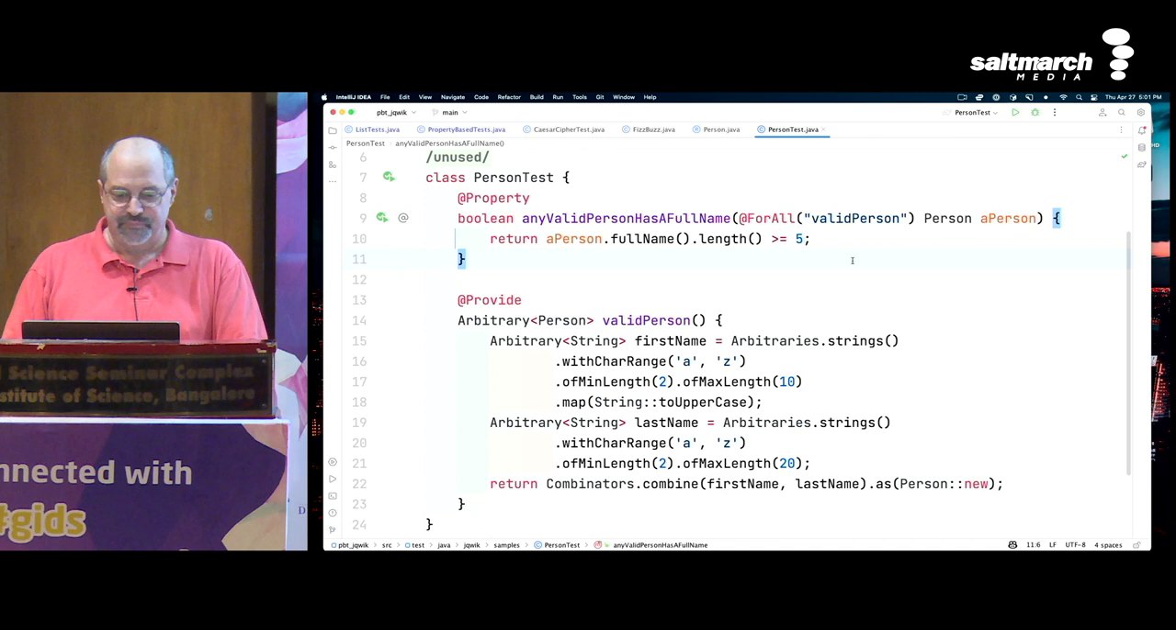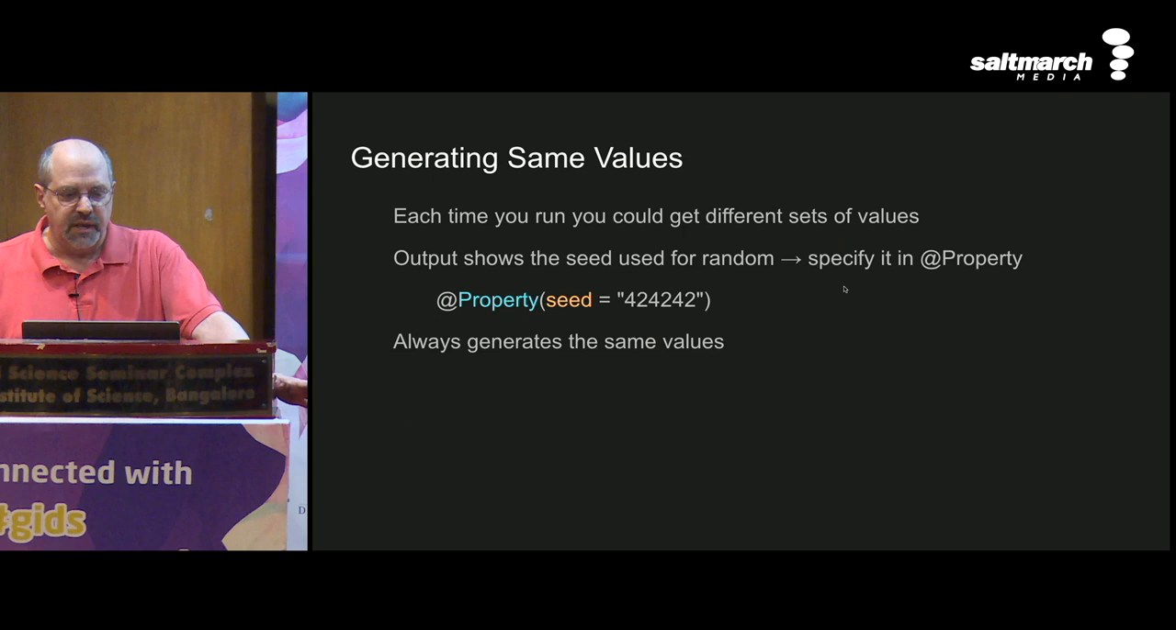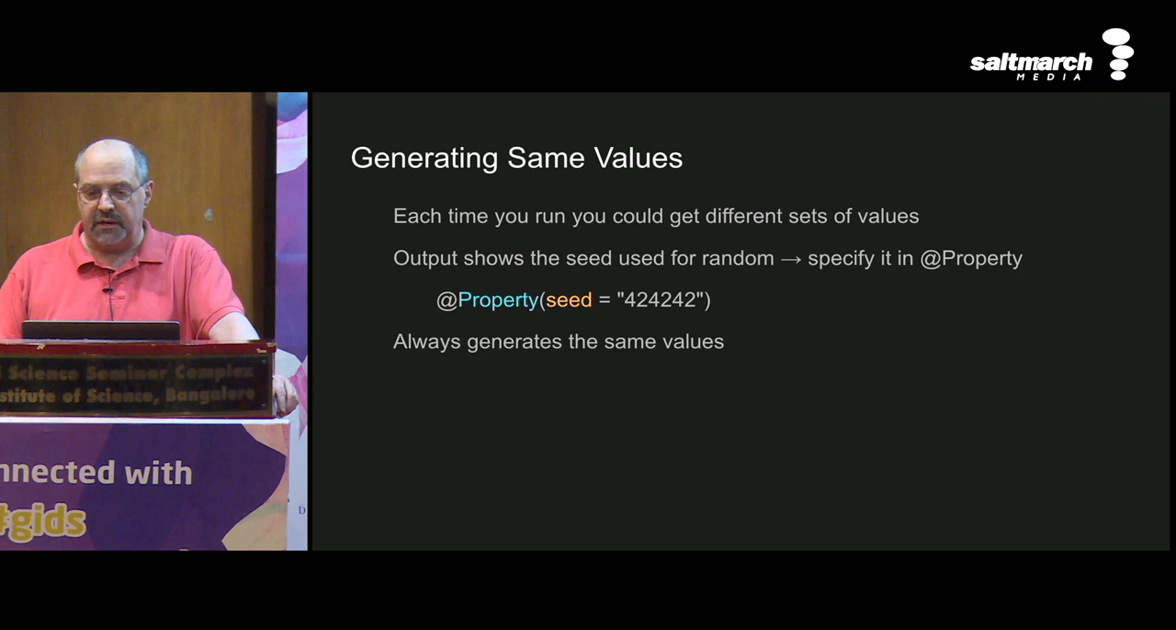I mentioned this, but here it is in the slides. Every time you run, you're going to get a different set of random values. So the output does show the seed, and that becomes an argument to the @Property annotation if you want to reproduce the same values again. So seed equals, you just put in whatever it was, and then you'll get the same values again.